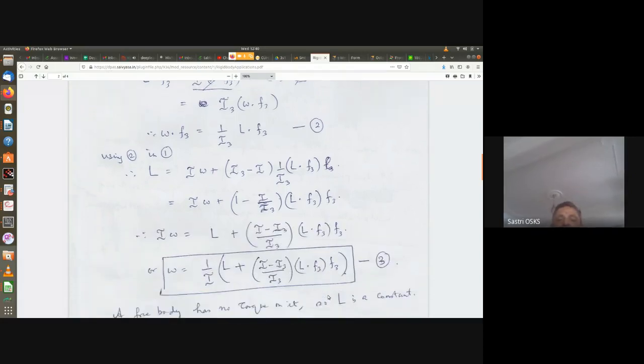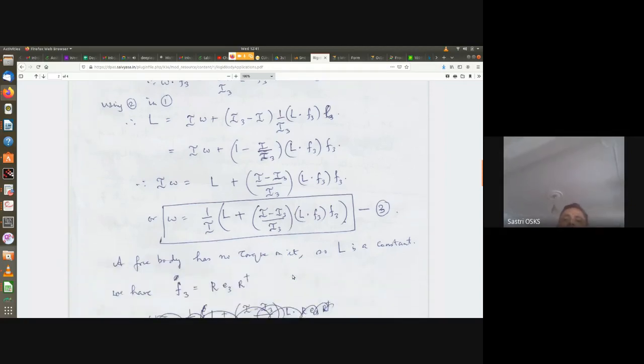So basically now we want omega, right? So I omega will be equal to, this is what it is, L, and take this other side. So it will become L plus, so here it was I3 minus I. So I write it as I minus I3 by I3 into L dot F3 times F3. So now if you take 1 by this I, this side, you get 1 by I times this whole thing.